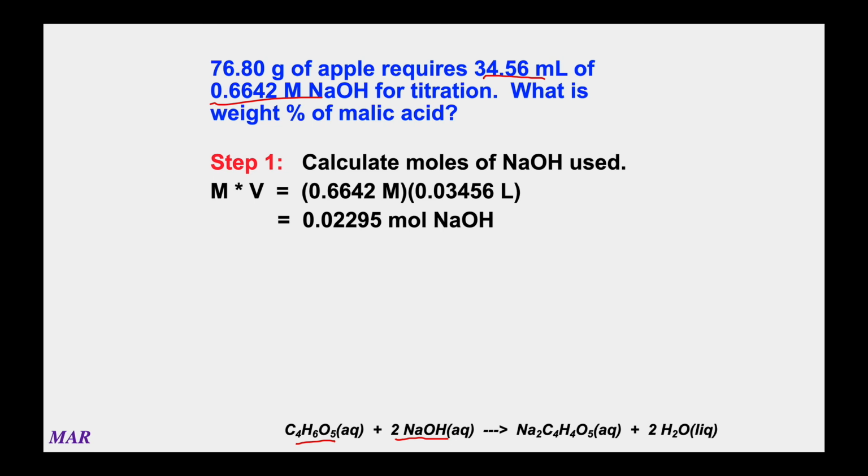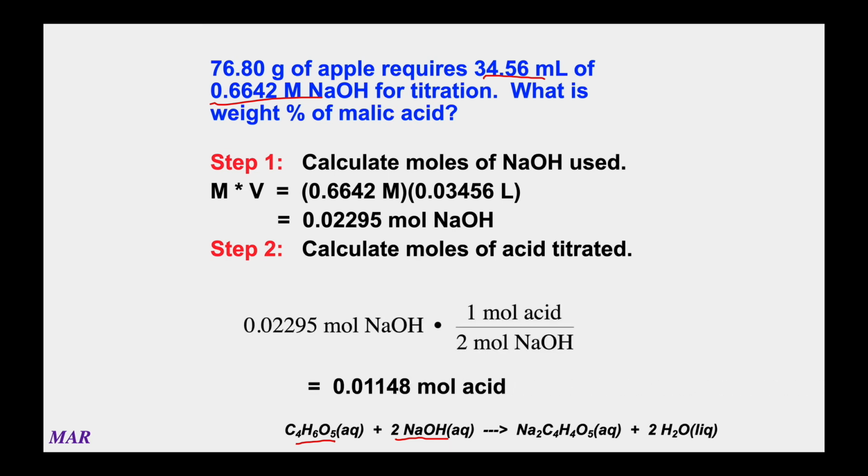So there's a 2-to-1 ratio. We're starting with moles of sodium hydroxide, so the 2 will go on the bottom, the 1 will go on the top. We're going to multiply that 0.02295 by essentially 1 over 2, and we do that because we want the moles of sodium hydroxide out of here. We want the moles of malic acid that's left over. So there's 0.01148 moles of malic acid in the 76.80 grams of apple. So again, it's the same idea from the oxalic acid example earlier, but now we're going the opposite way, from the base to the acid.